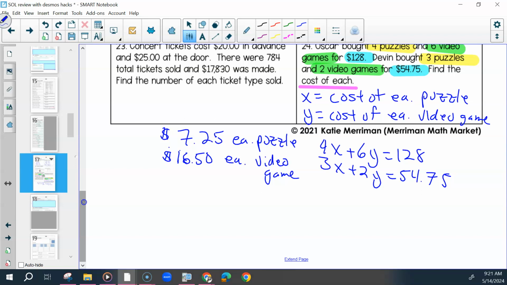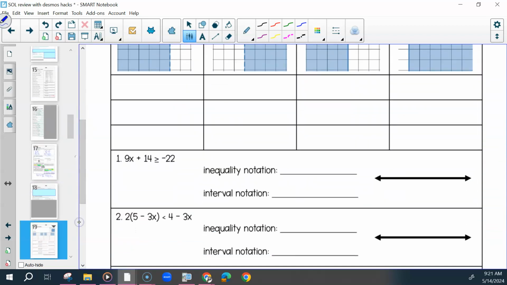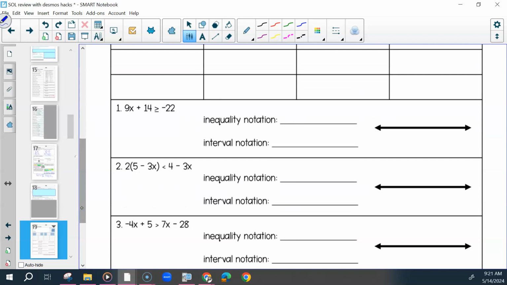For solving inequalities. Okay. So 5A, number 1. All of your equations and inequalities can be done in Desmos. So go ahead and type number 1 into Desmos. Of course, you could still do it by hand. I would say double check it in Desmos if you're going to do that.